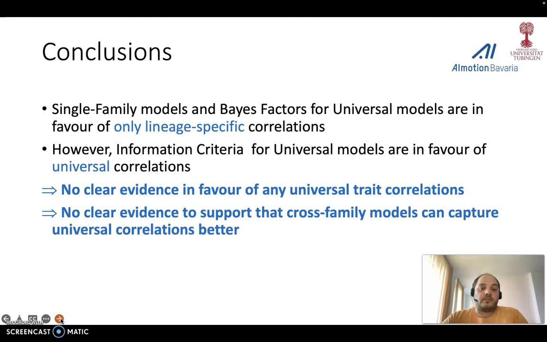So in conclusion, our single-family models and Bayes factors for the universal models speak in favor of lineage-specific correlations only, but the information criteria for the universal models do not agree with this. So what we can say from these studies is that there's no clear evidence in favor of universal trait correlations or to support that cross-family models could actually capture such universal correlations better than the single-family models separately.